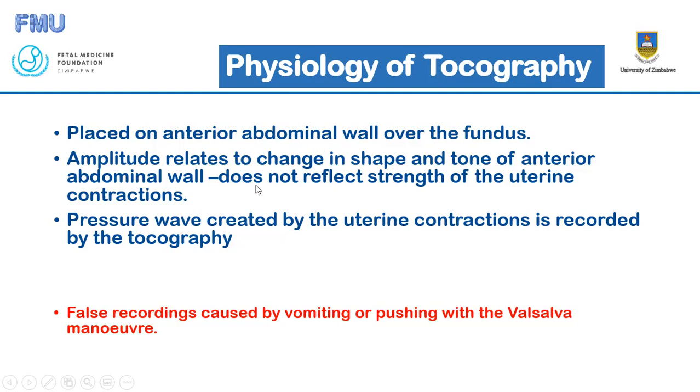Then the amplitude, which we see on the CTG, relates to the change in the shape and tone of the anterior abdominal wall. It does not reflect the strength of the uterine contractions. So we are not directly measuring uterine contractions, but we are picking up the pressure wave which is produced by the contractions, and we are picking it up from the woman's anterior abdominal muscles. So please take note of this.